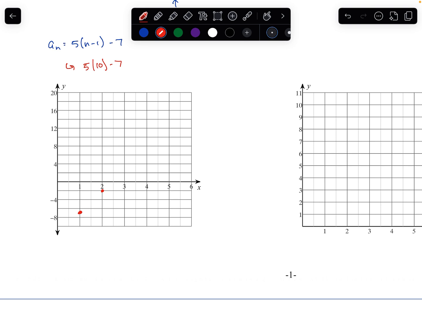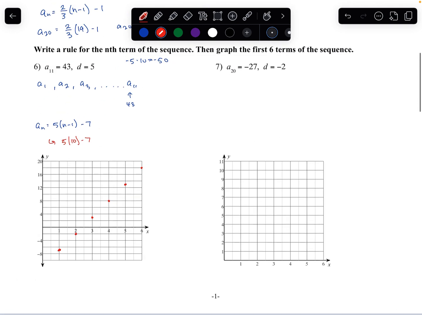And then again, you're going to go up 5. So for the third term, you go from -2 plus 5, and that's going to be 3. Then you go up 5 again from there, and that gives you 8. For the fifth term, 8 plus 5 is 13. And then 13 plus 5 is going to be 18, so right there. And there you go, you should have the first 6 terms all right there.